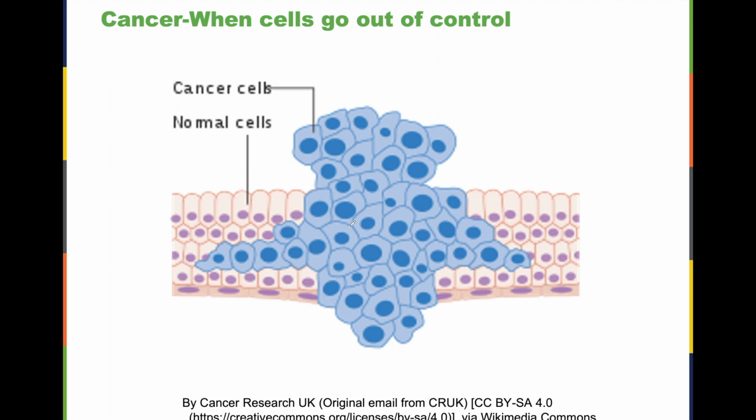So this is supposed to show a tumor cell. These blue ones are the cells that no longer can be controlled. Those cell cycle controls are out of whack. So the cell keeps growing and generates a tumor.